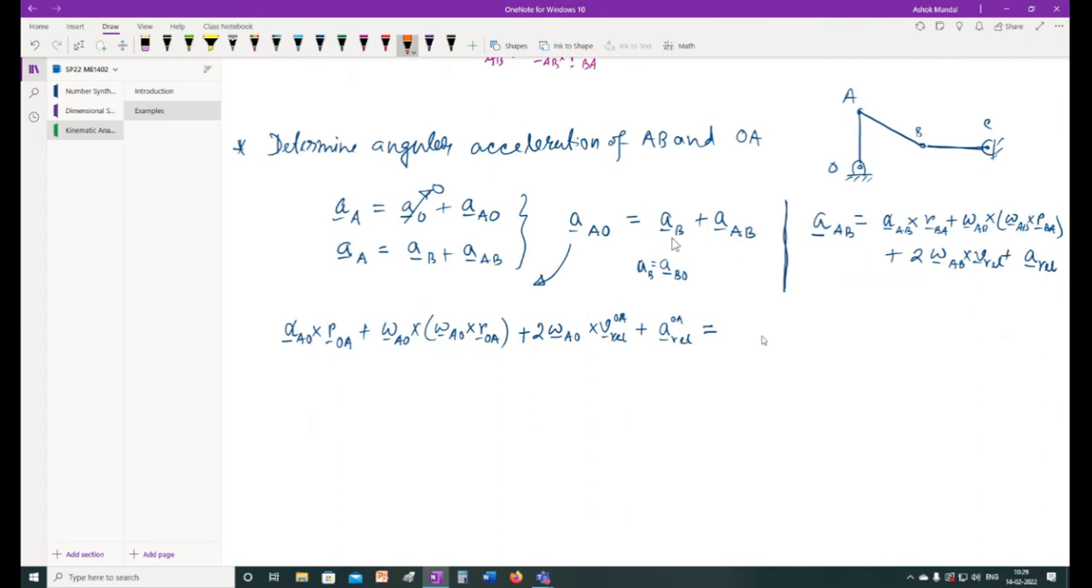Tell me, what will be the first term? For the acceleration of point B, it will be alpha BC cross R CB, since point C is the fixed point. Plus omega BC cross omega BC cross R CB. Plus 2 omega BC cross V relative of CB. Plus A relative of CB.